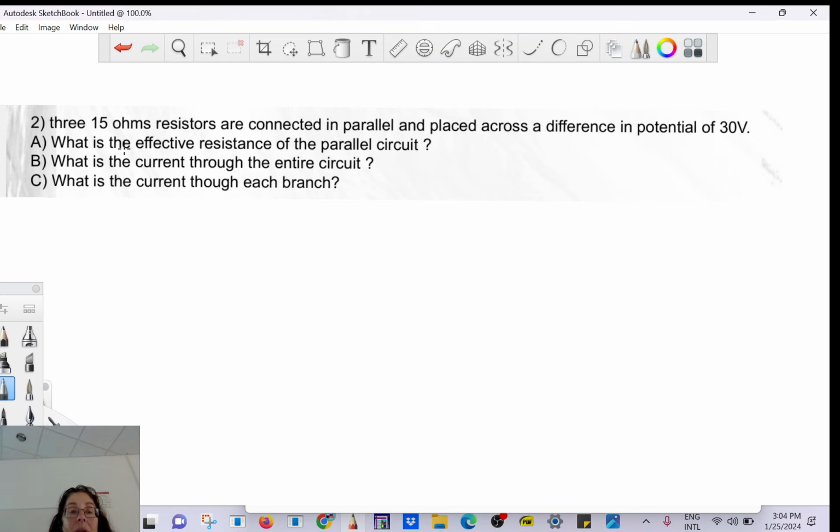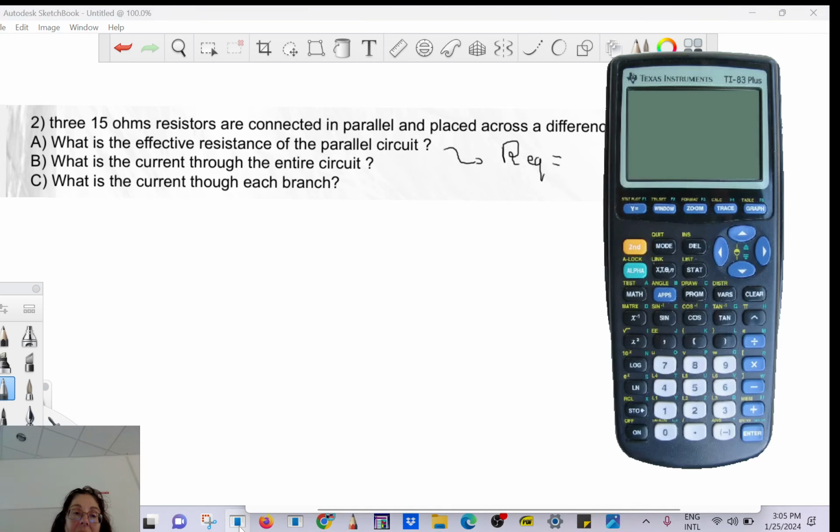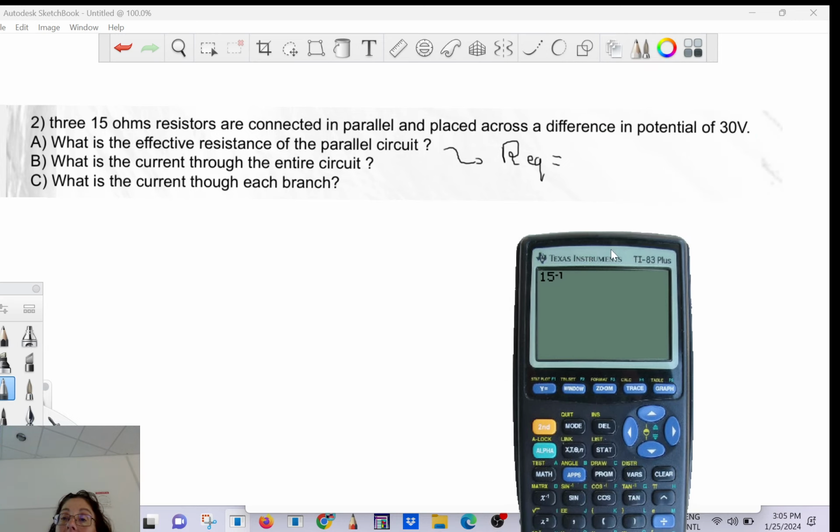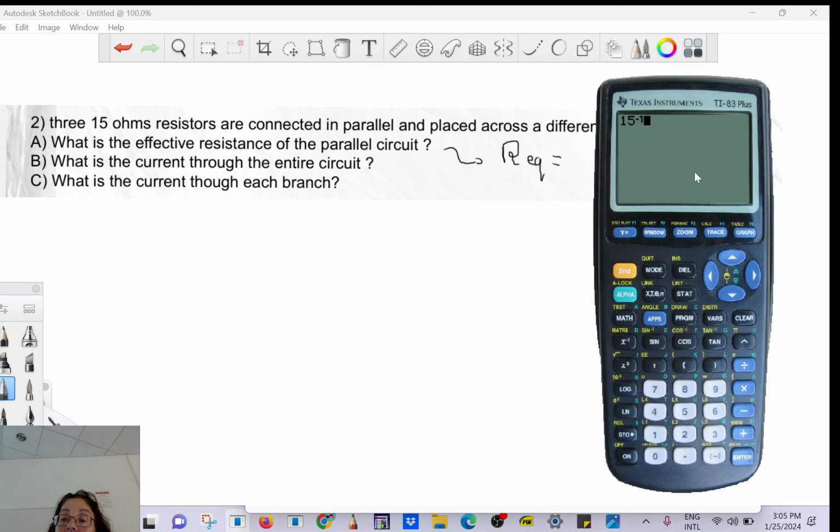Okay, so you have 3 15 ohms connected in parallel and placed across a power supply of 30 volt. So first they want the equivalent resistance, right? So let's take your calculator, can help each other. So I'm going to do the magical recipe. Plus 3 of them, right?